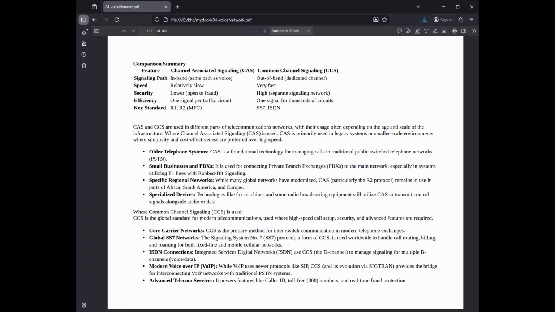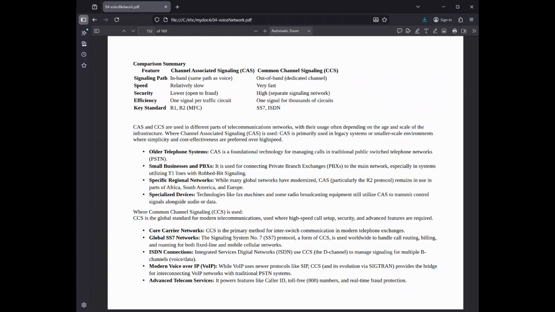Small businesses and PBXs: it is used for connecting private branch exchanges, PBXs, to the main network, especially in systems utilizing T1 lines with robbed bit signaling. Specific regional networks: while many global networks have modernized, CAS, particularly the R2 protocol, remains in use in parts of Africa, South America, and Europe. Specialized devices: technologies like fax machines and some radio broadcasting equipment still utilize CAS to transmit control signals alongside audio or data.